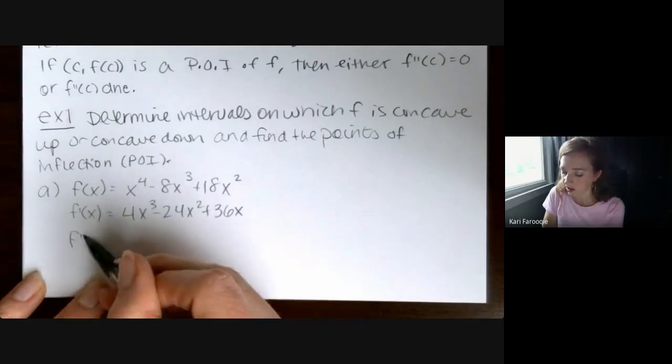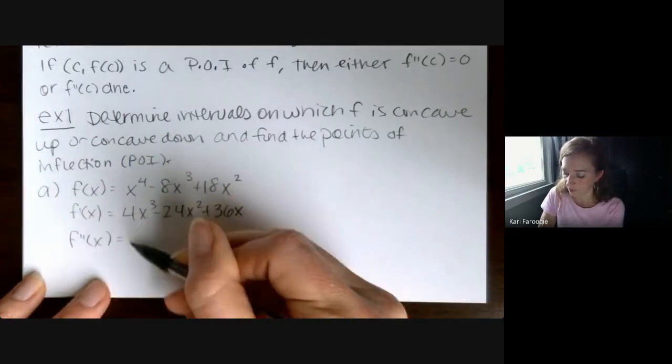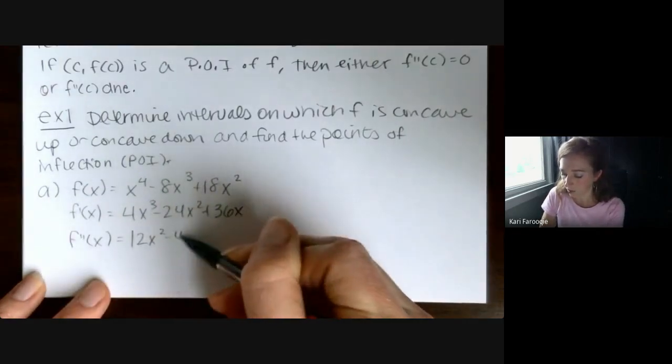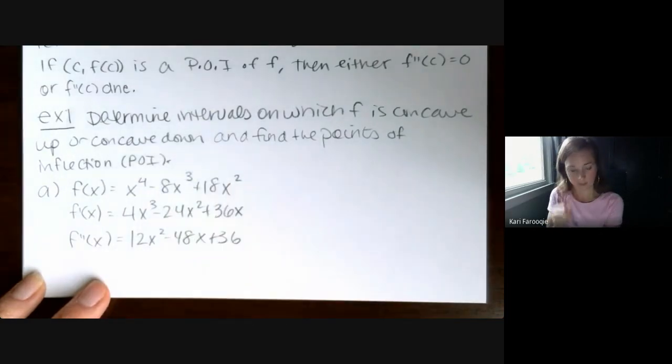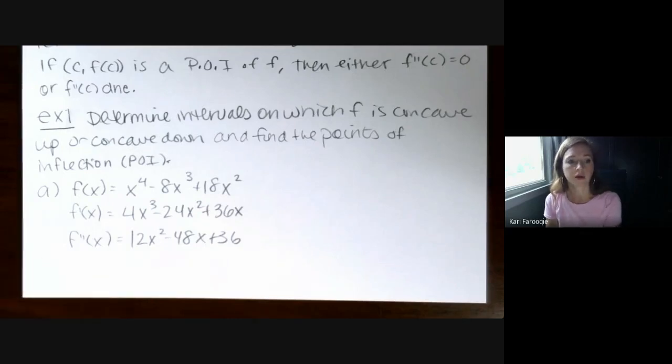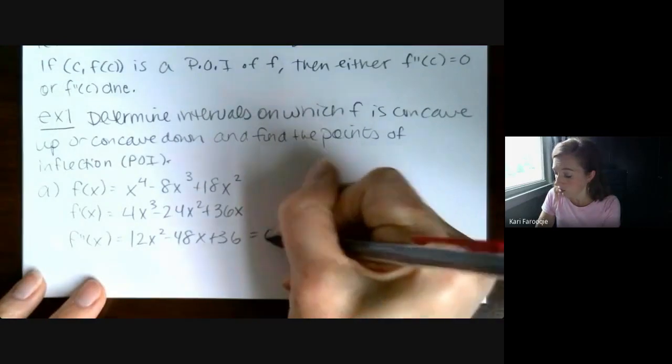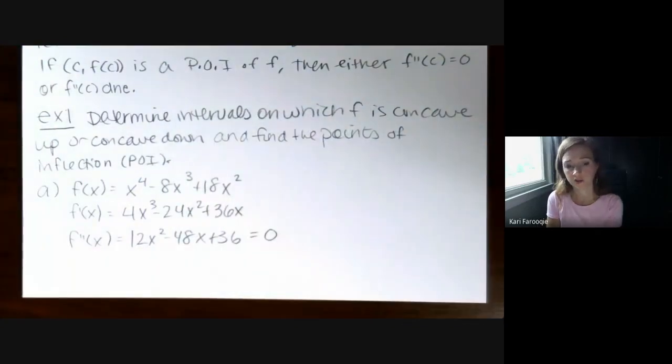And then you'll take the second derivative: 12x squared minus 48x plus 36. Now, in order for us to have a point of inflection, it must be the case that either f double prime of c equals 0 or doesn't exist. So just like what we did with our first derivative test, looking for extrema, we're going to set this equal to 0, looking for points of inflection.